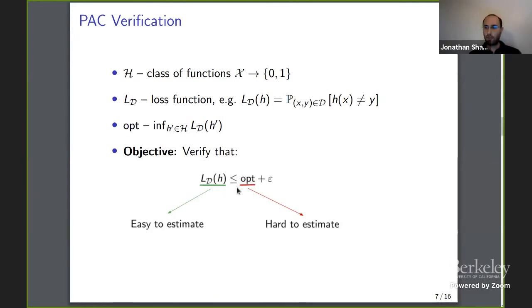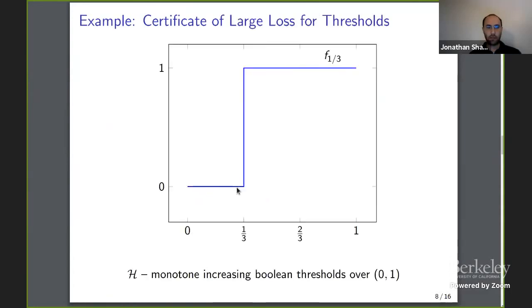Let's see an example where this is possible. We call this certificates of large loss. The class we're using is the simple threshold functions over the interval 0, 1. So you start off at 0, and then at some point it jumps up to 1. And you want to find the best point to jump up to 1.